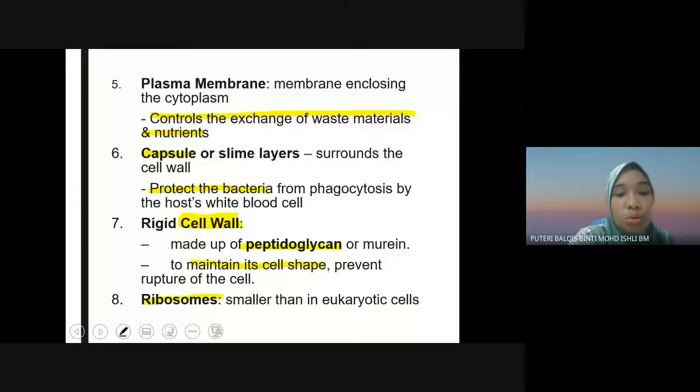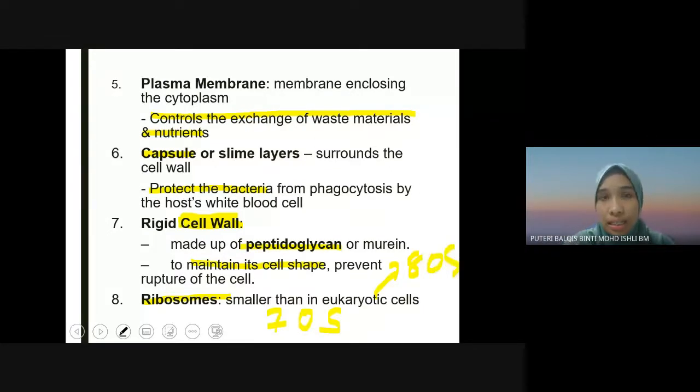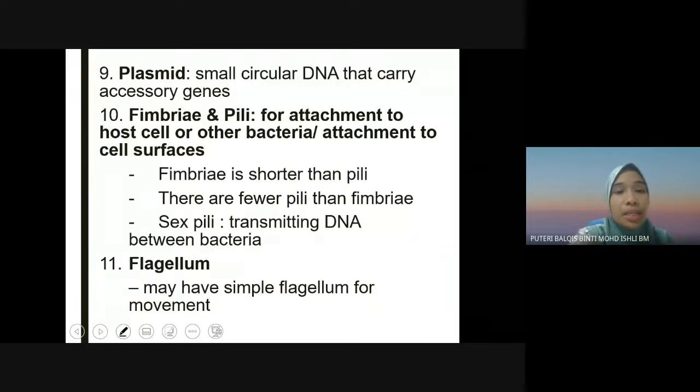The ribosomes smaller than in eukaryotic cell. Kalau ribosome for prokaryotic cell, the ribosome is made up from 70S. Dia punya unit tu adalah 70S. Kalau eukaryotic cell, 80S. Okay, the plasmid. Prokaryotic cell also has plasmid, and the function of plasmid to carry accessory gene. Okay, so the example of accessory genes is the genes that is resistance. Okay, the genes that resistant to ampicillin.